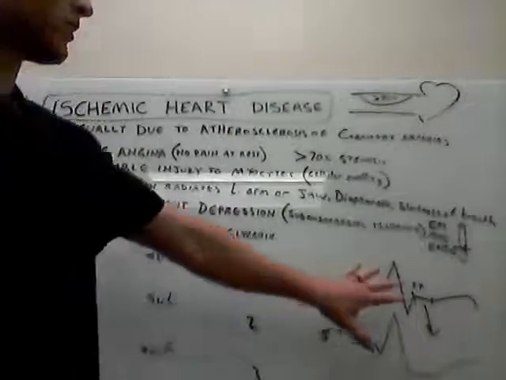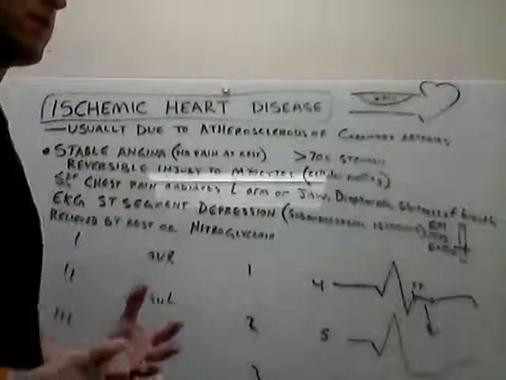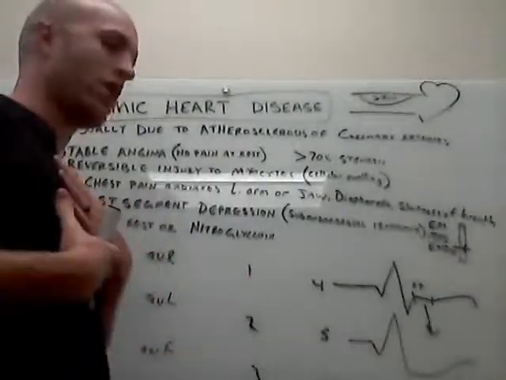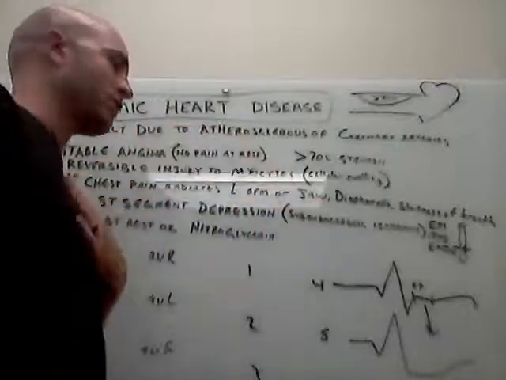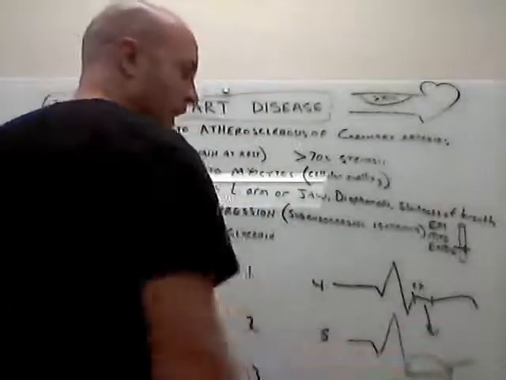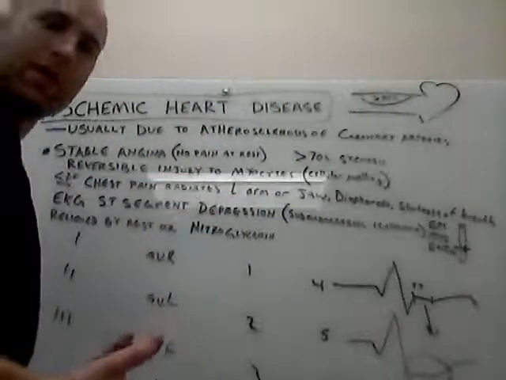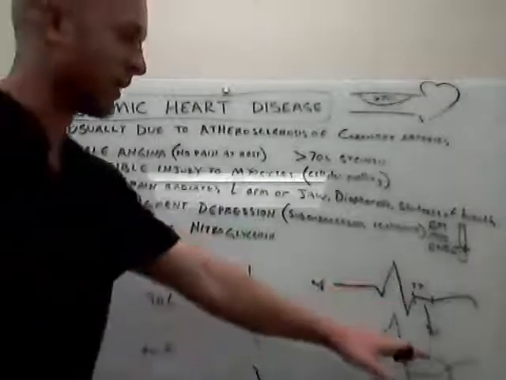So this is tracking the electrical vectors in the heart, the direction of the electrical energy. And in this case, this tissue here that normally would be having a nice strong signal is ischemic. It's suffering, and so that becomes depressed.